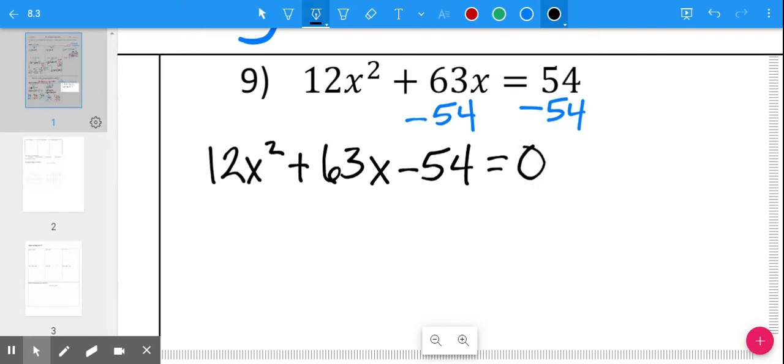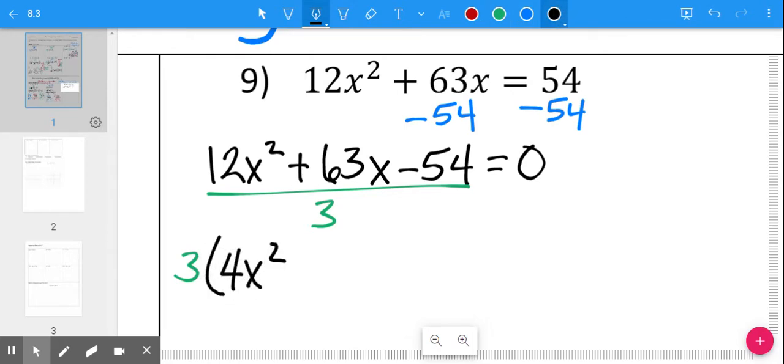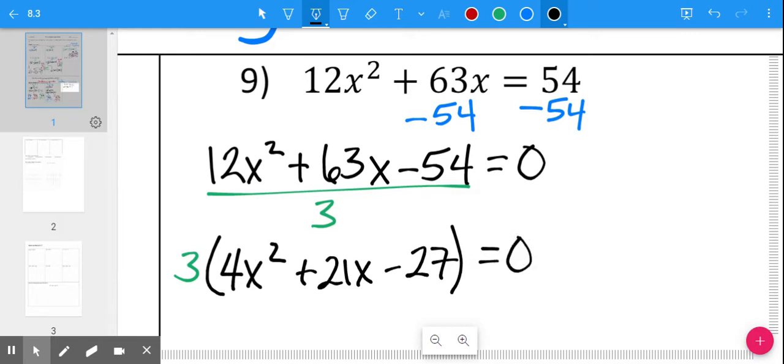So now look for your greatest common factor. In this one, it's 3. So I'm going to divide that whole entire left side by 3, and I'm left with 4x squared plus 21x minus 18 equals 0. Excuse me, minus 18. Getting ahead of myself.